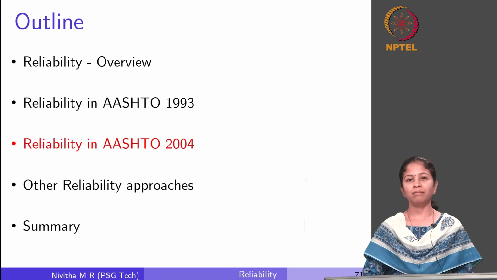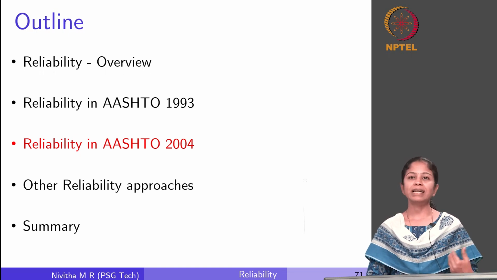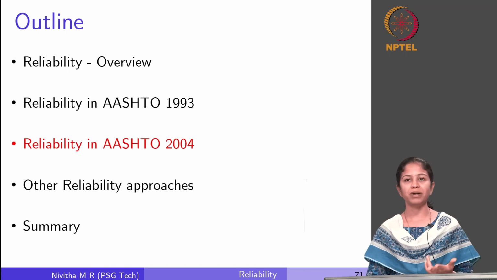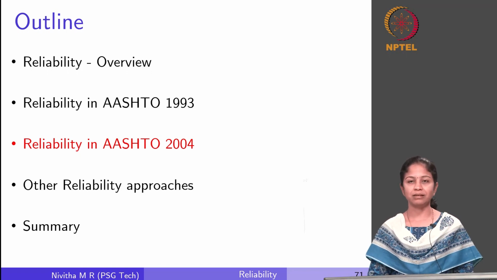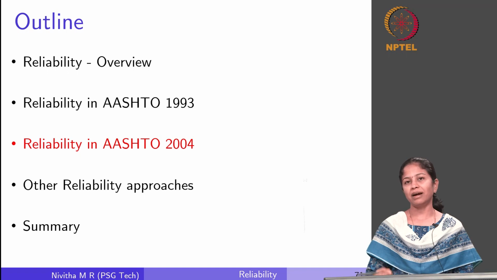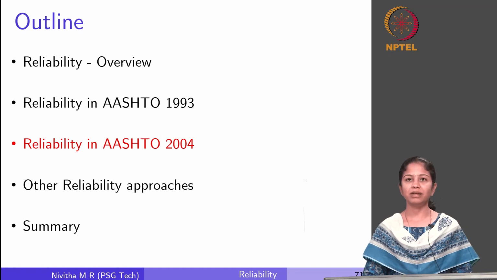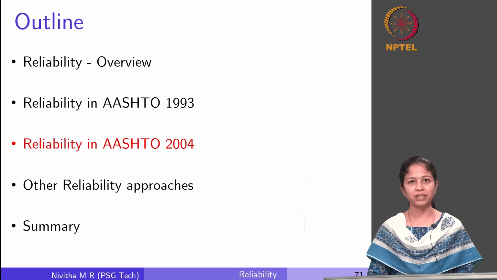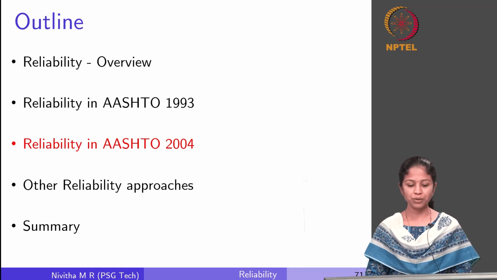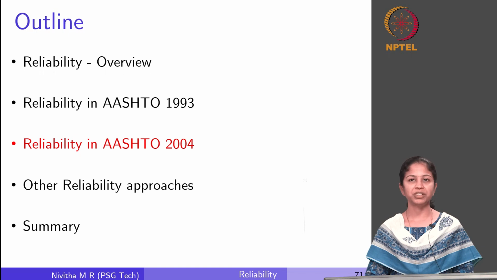So, this 2004 is also a mechanistic empirical pavement design procedure, except for the fact that it has detailed considerations with respect to traffic, climate, and material properties in the design procedure, right. So, that is the advantage that is present in the 2004 version, but still it is commonly referred to as MEPDG, right. So, I will just use it as AASHTO 2004 version.